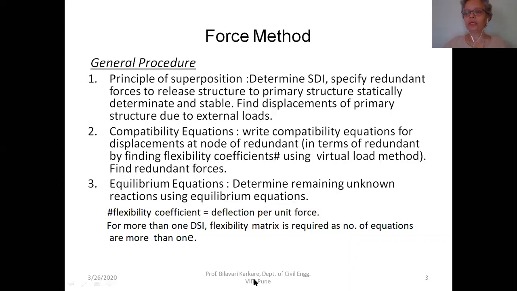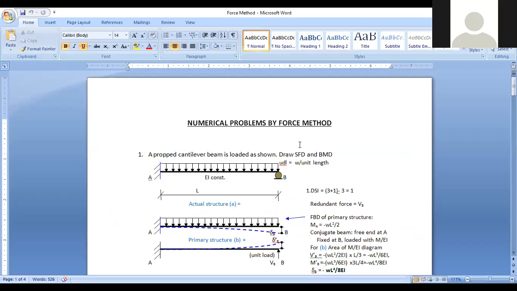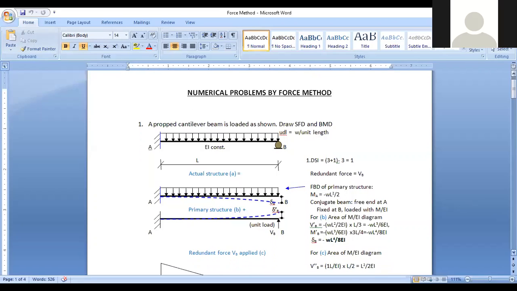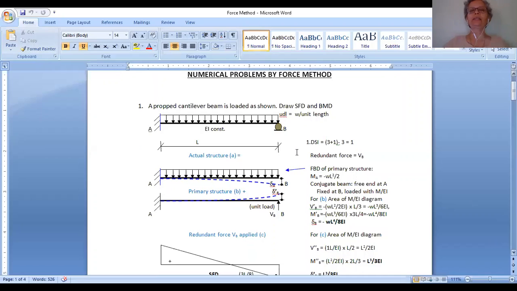Let me check where I have opened this actual problem. Can you see the Word file now? Yes, ma'am. Okay.